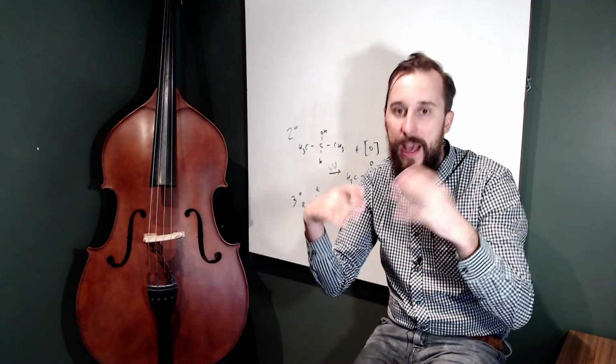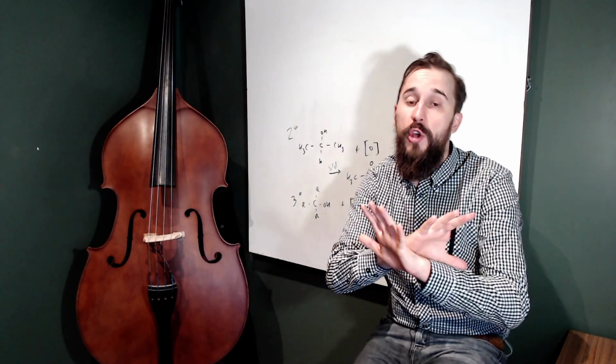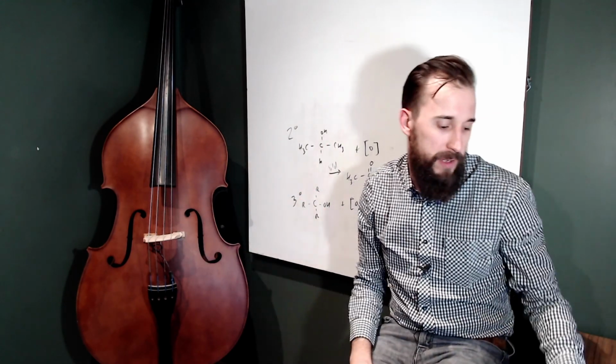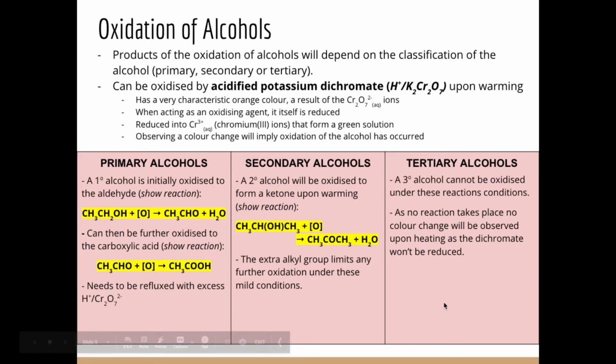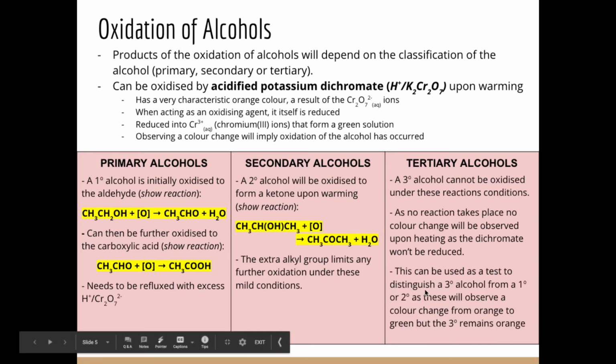Primary or secondary, we have oxidation, we will observe a color change. Tertiary, we have no oxidation, we will not observe a color change. So we can use this to distinguish our tertiary alcohol from our primary or secondary, as these will observe color change from orange to green, but the tertiary will remain orange.